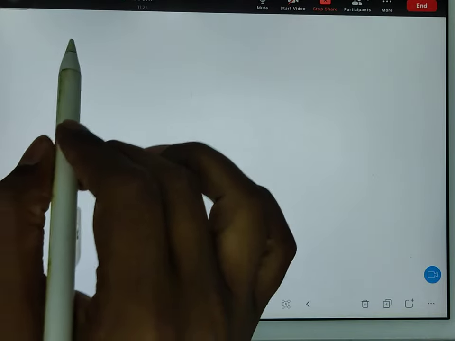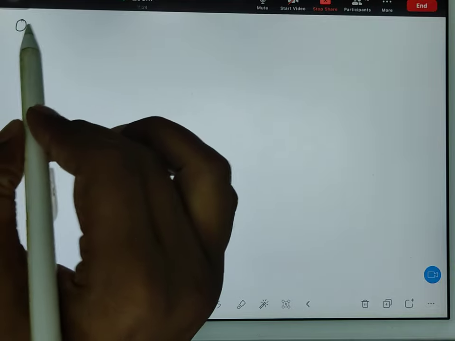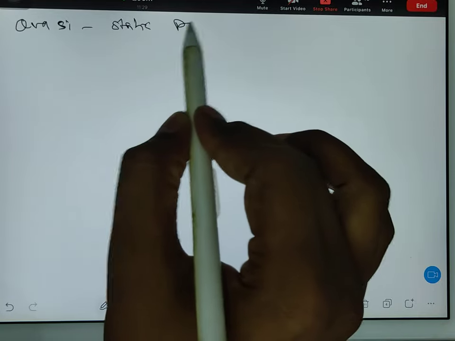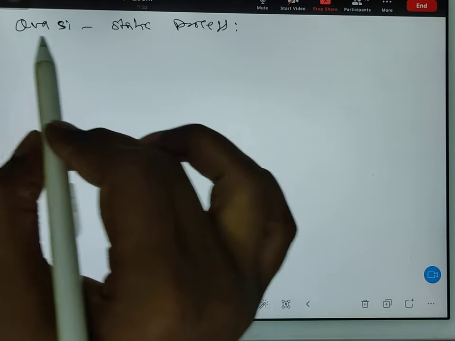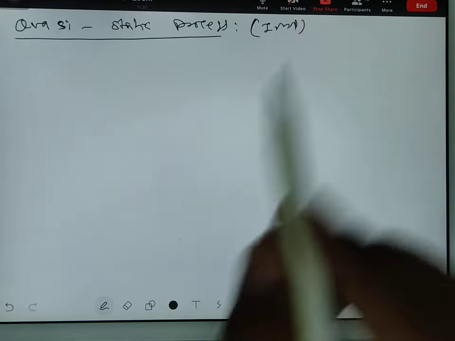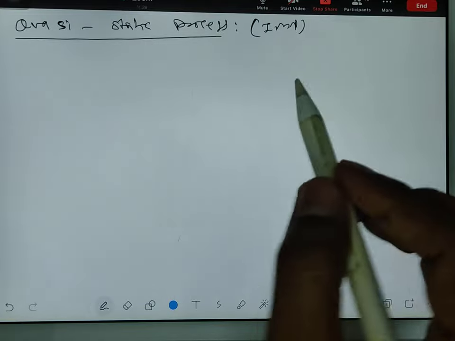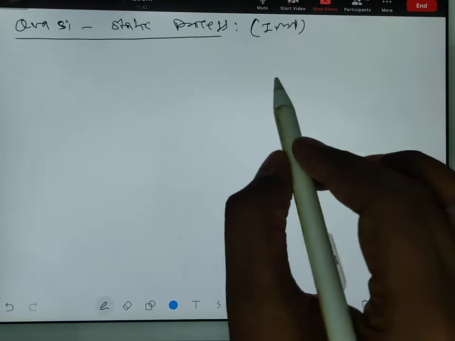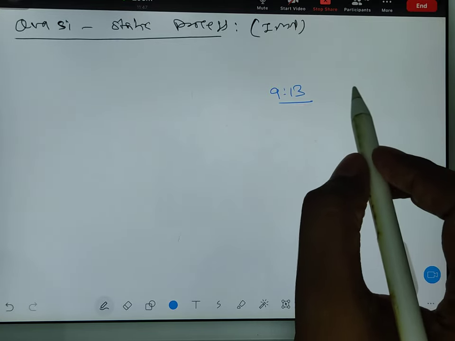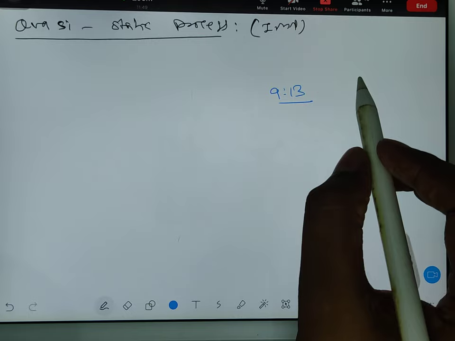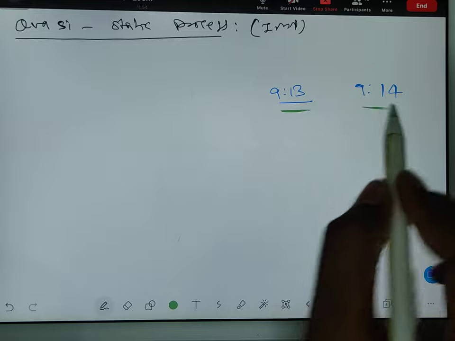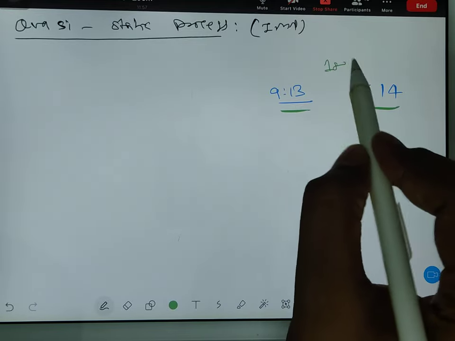So here, I'm going to discuss quasi-static process. Actually, this quasi-static process is important to understand. Suppose right now on my screen the time is 9:13, and after a few moments it will go to 9:14. So in this case, time is jumping by 1 second, okay?